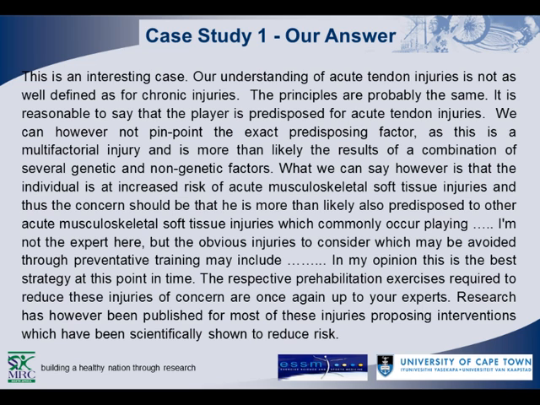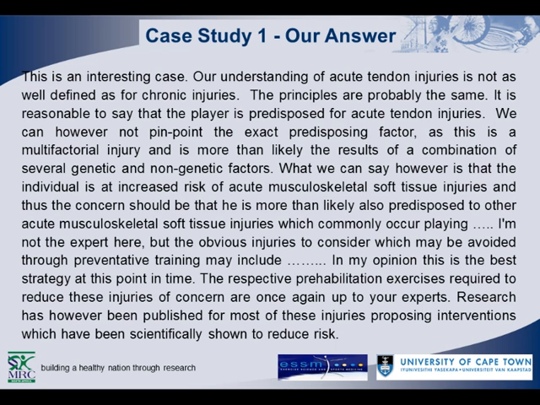We cannot pinpoint the exact predisposing factor, as this injury is also multifactorial in nature and more than likely to result from a combination of several genetic and non-genetic risk factors. However, we can say that the individual is at an increased risk, taking the clinical history of acute musculoskeletal soft tissue injuries into account, and thus the medical team should be alerted that he is more than likely also predisposed to other acute musculoskeletal soft tissue injuries, which commonly occur when playing X amount of sport, and I can't label the sport in this case.